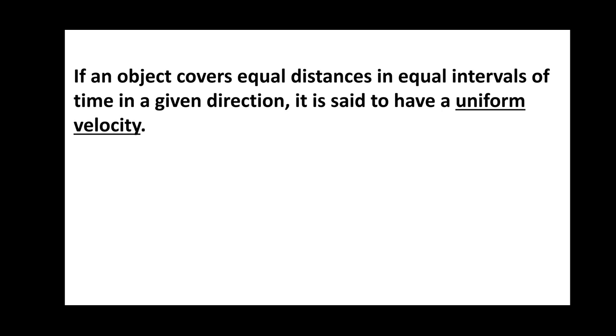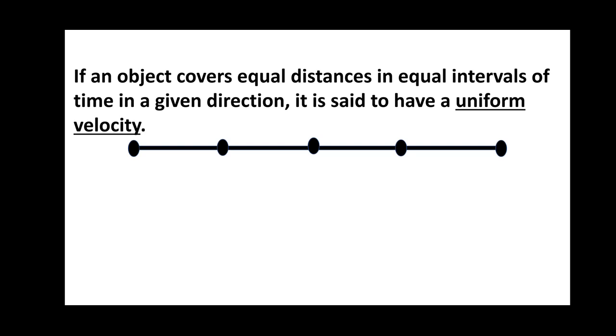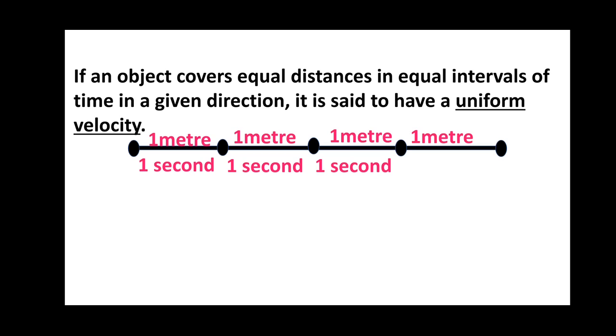If an object covers equal distances in equal intervals of time in a given direction, it is said to have a uniform velocity. For example, if an object moves a distance of 1 meter in every second in the same direction, then it is said to have a uniform velocity of 1 meter per second. Next one is non-uniform velocity or variable velocity.